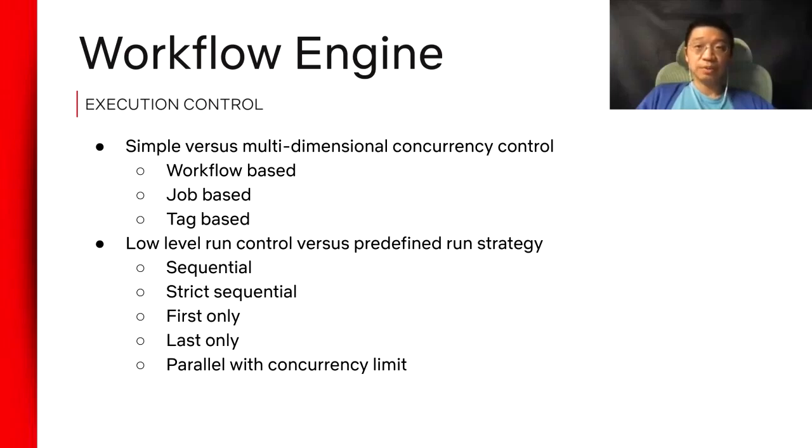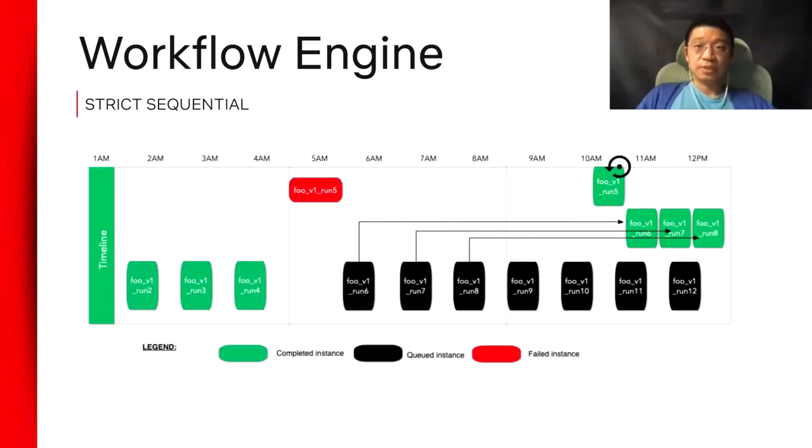First only is to achieve idempotency. If there is an existing running one, the new one is skipped. Last only is to allow a new run to cancel the current running one, and also run in parallel with the concurrency limit.